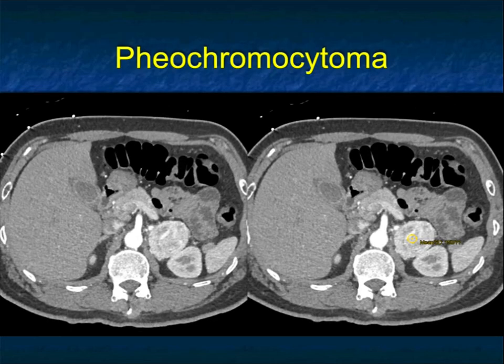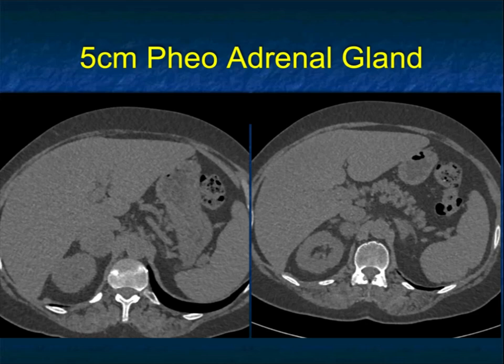Now, when you think about pheochromocytomas then, we think about the classic appearance here. We think about the large lesions with central necrosis. We think about the very large cystic lesions, and we think about the very small, truly hypervascular, homogeneous type lesions.